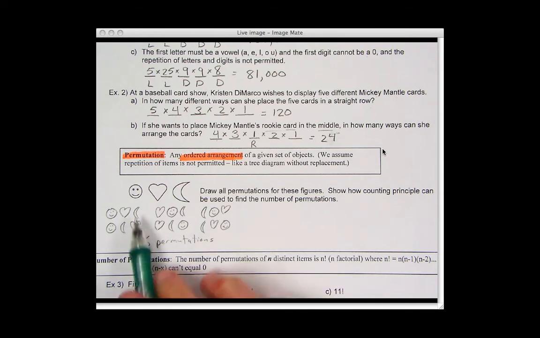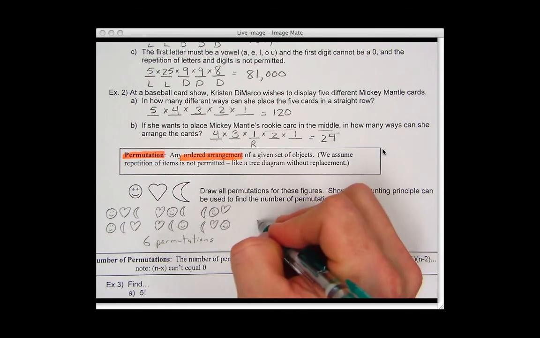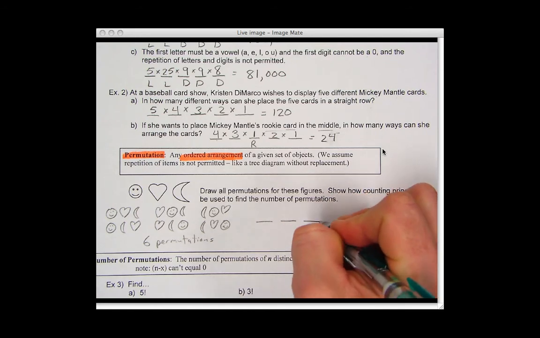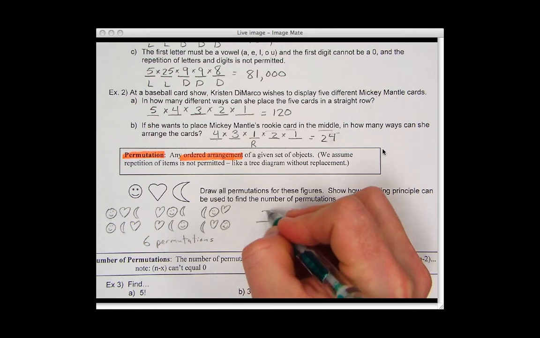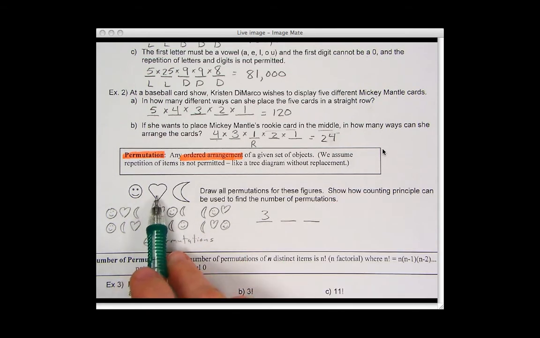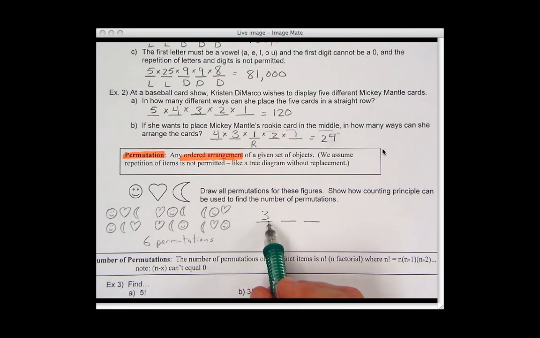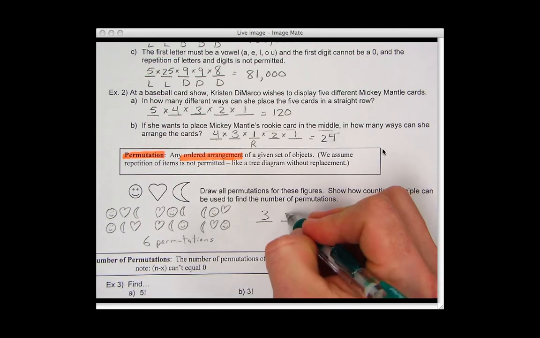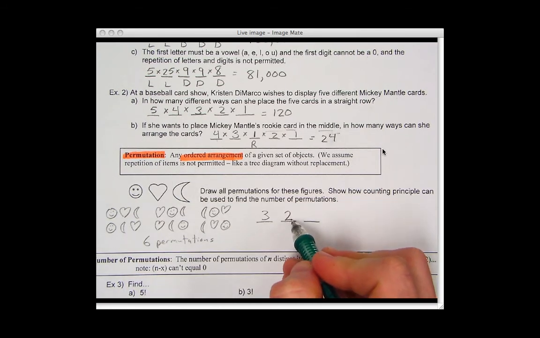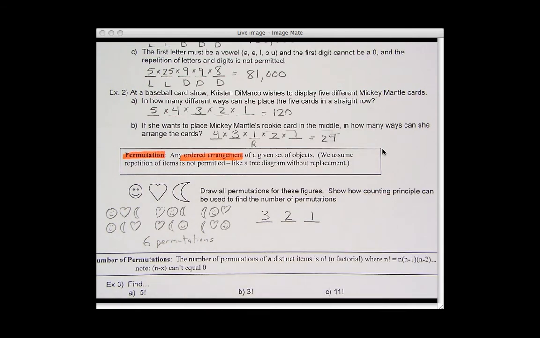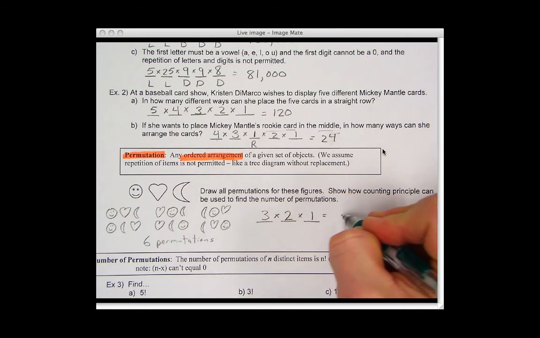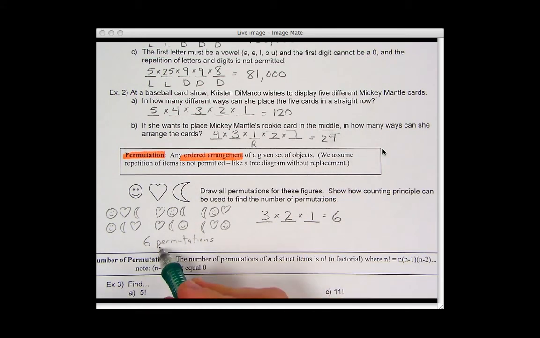Now if we think about this in terms of the fundamental counting principle, we really have 3 objects that we're going to be arranging. And we think for the first object, there are 3 possibilities: the happy face, the heart, and the moon. Now as we use that object, it's no longer available. Okay, that's the repetition is not permitted. So then there's only 2 objects left for your second possibility. And once you determine which one that is, there's only 1 left for the final one. And so we can see our 6 permutations can be found using the fundamental counting principle.